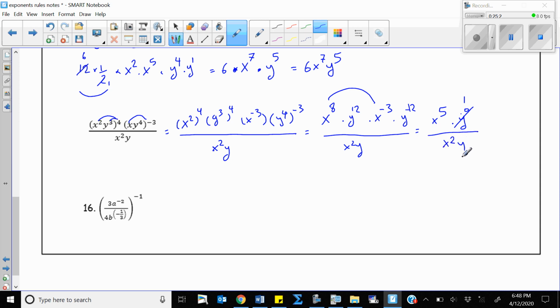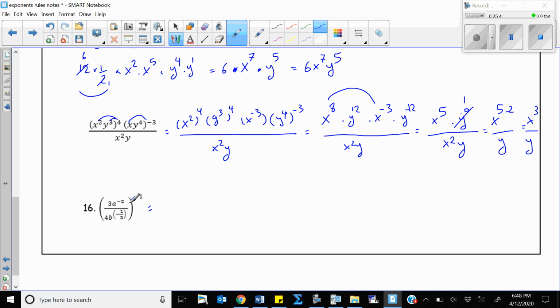Over x squared y. Now, I have 1 times x to the 5 on top and x to the power of 2 in the bottom. So I can combine these two. It will be x to the power of 5 minus 2, which is x to the 3. And in the bottom, I had just a y, so I'm just going to keep that. So this will be the answer.